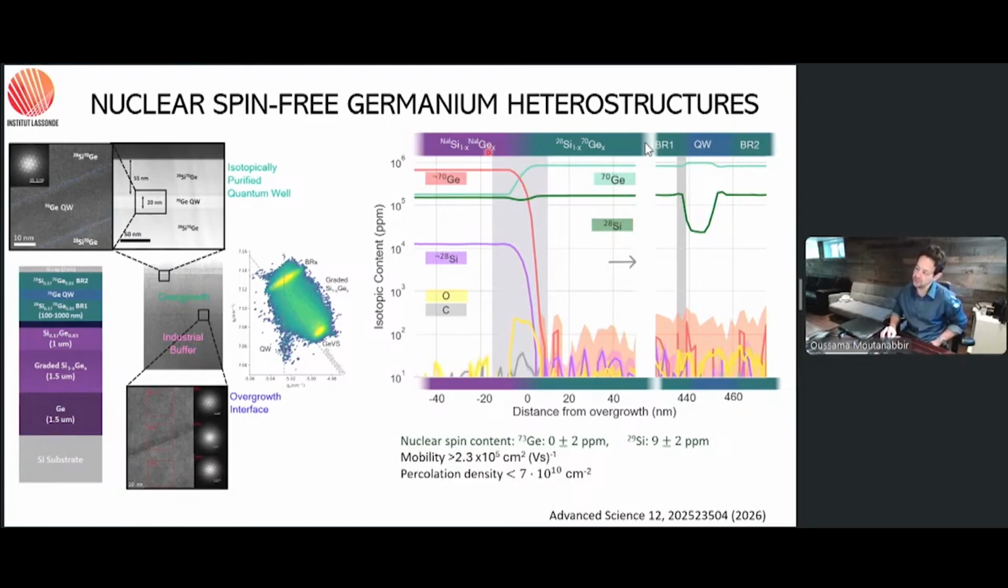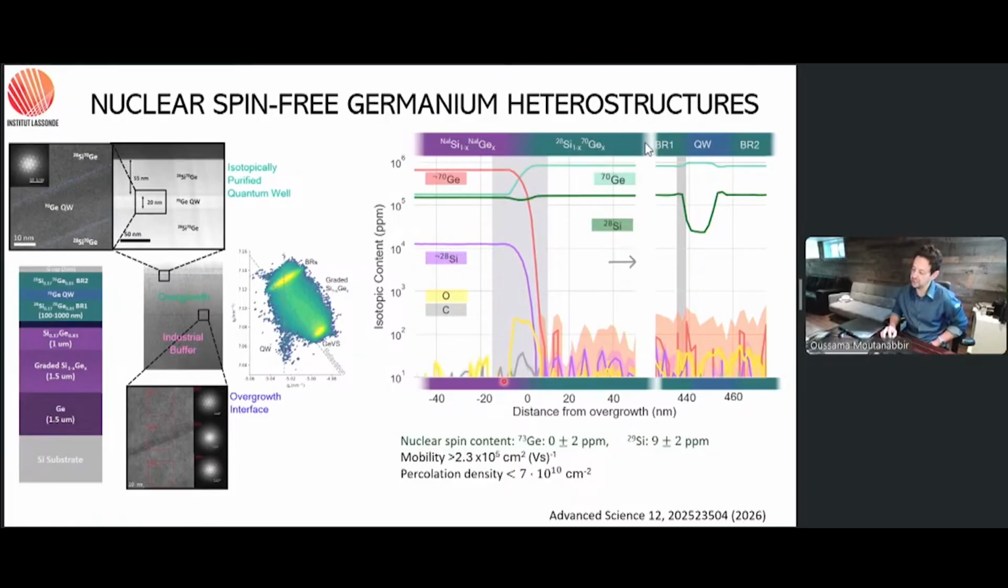So what you see here in purple is exactly here, and this is the interface that you see here. And here is the silicon germanium buffer, a relaxed layer grown on the industrial buffers, but using isotopically purified materials. Everything from this point to here is grown in the reactor with isotopically purified precursors. And what you see here is all the isotopes, in ppm, without germanium-70, and here all silicon isotopes without silicon-28, oxygen, and carbon.